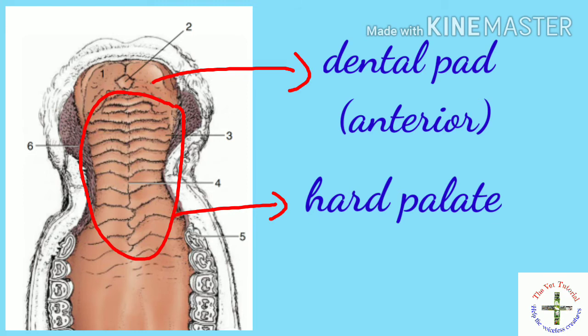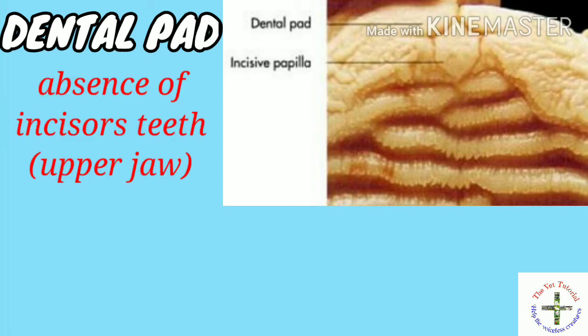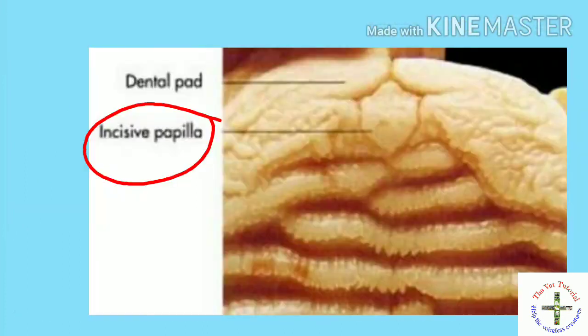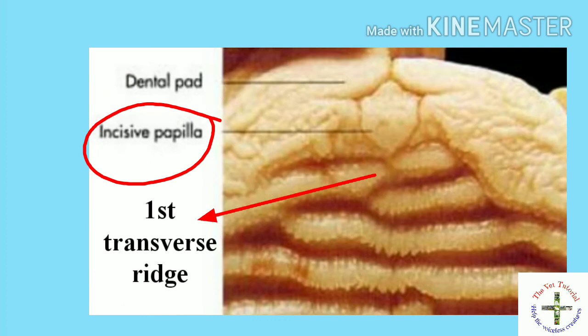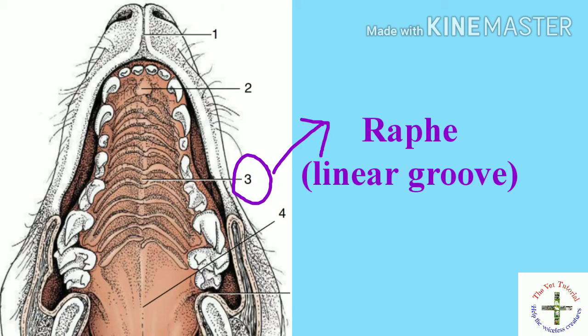Anterior to hard palate, dental pad is present. Remember that dental pad is present only in cattle. It is formed due to the absence of incisor teeth on upper jaw. It is formed from the thick layer of connective tissue on body of premaxilla and it is covered by cornified epithelium. And a small triangular structure is present between the dental pad and first transverse ridges, which is called as papilla incisiva, and the incisive ducts open on either side of this papilla. A linear groove or raphe divides the surface of hard palate into two equal halves.